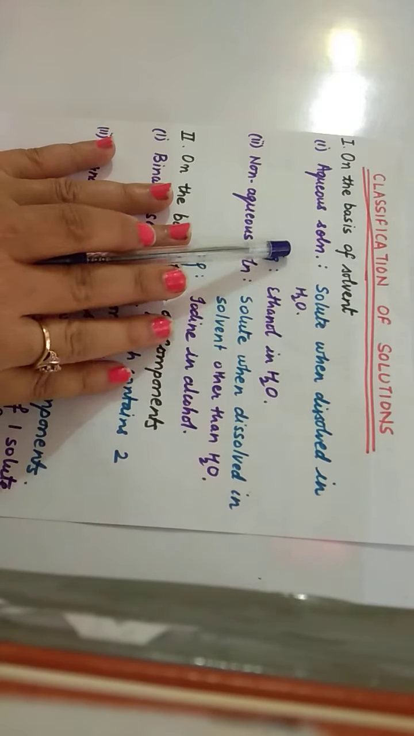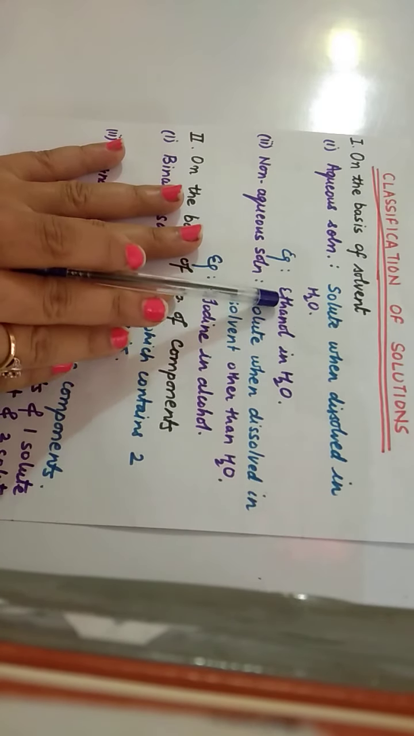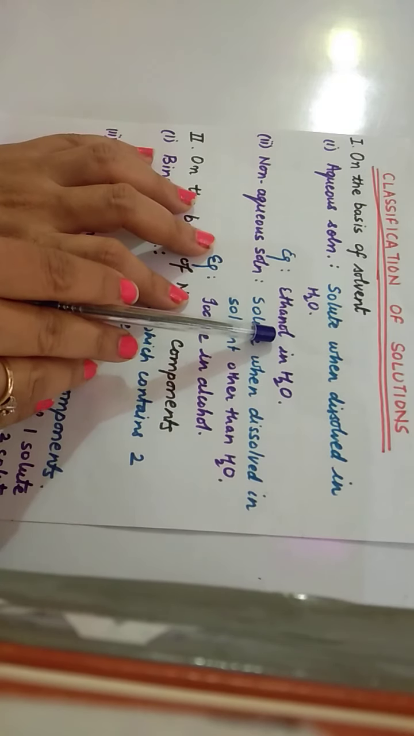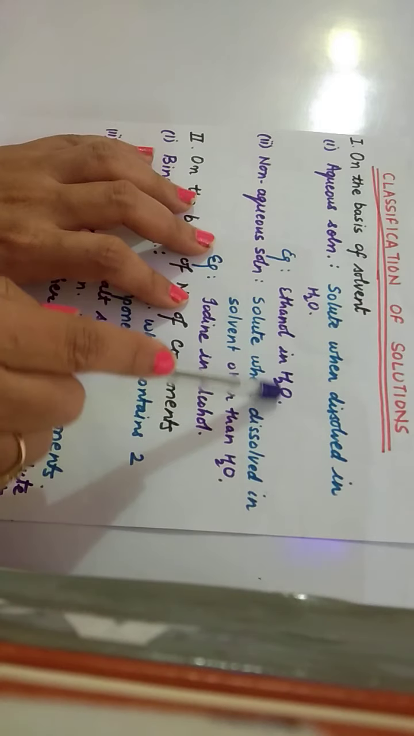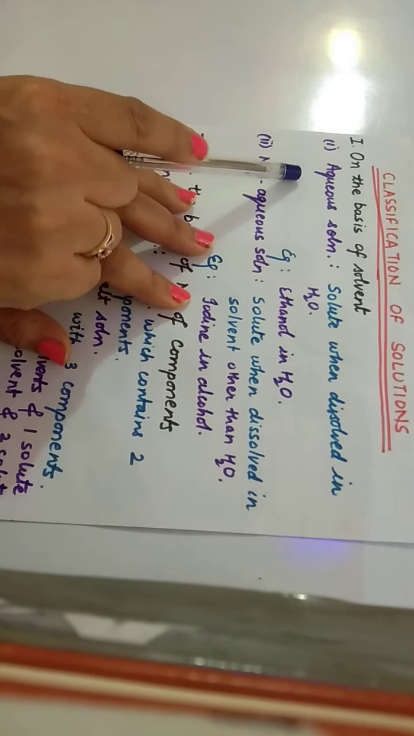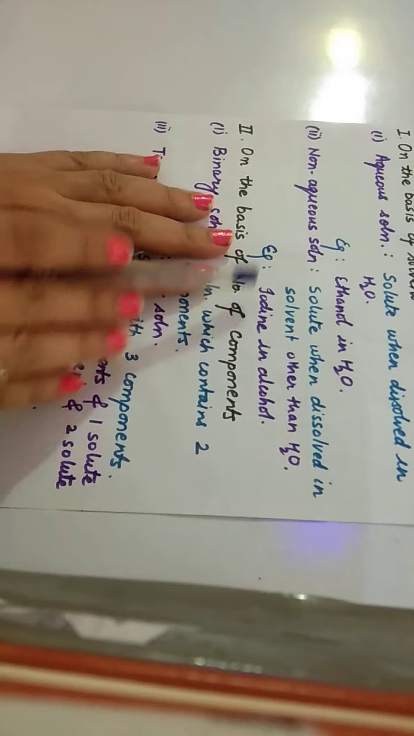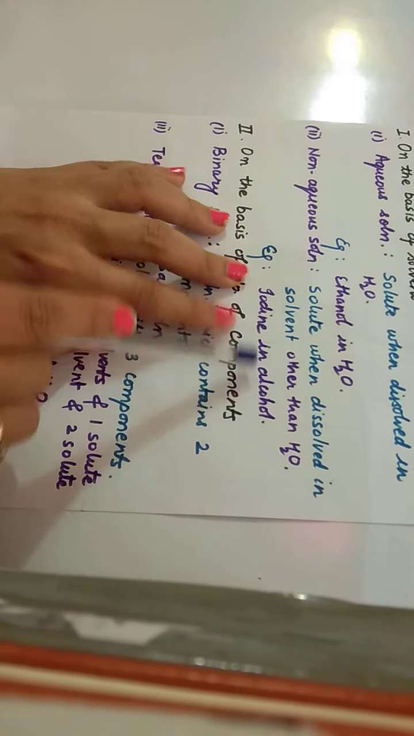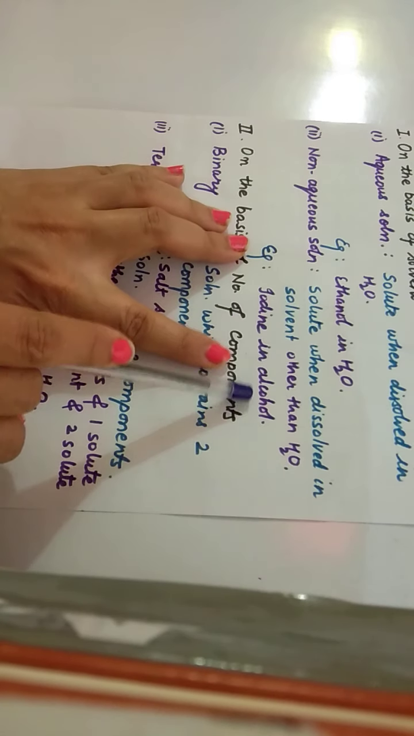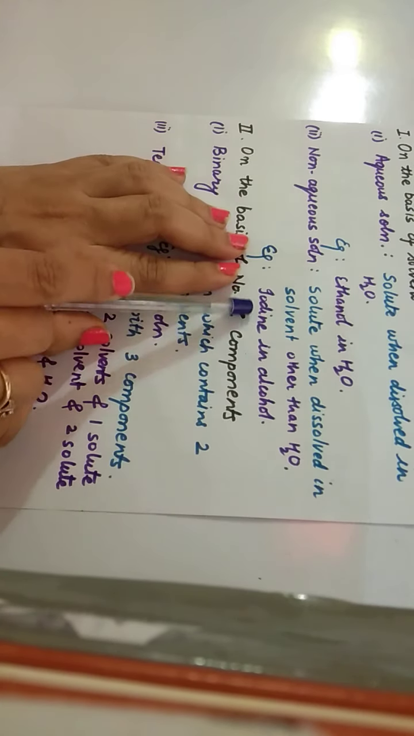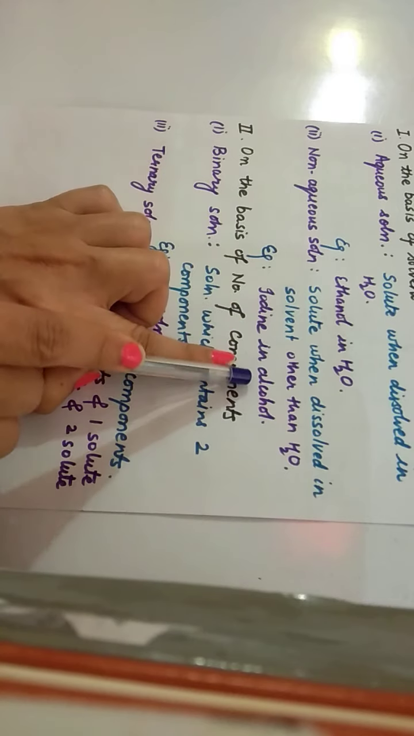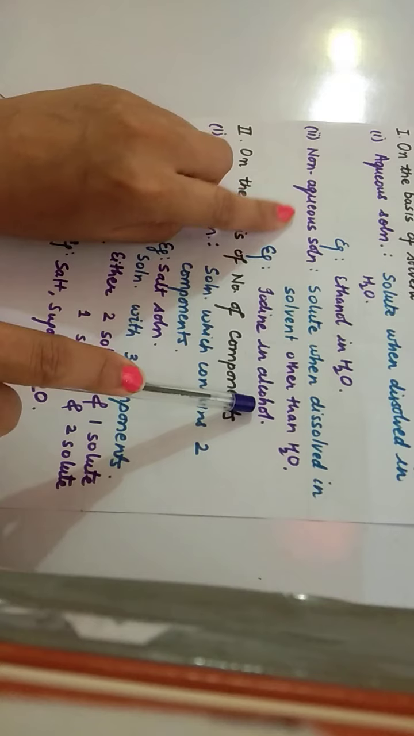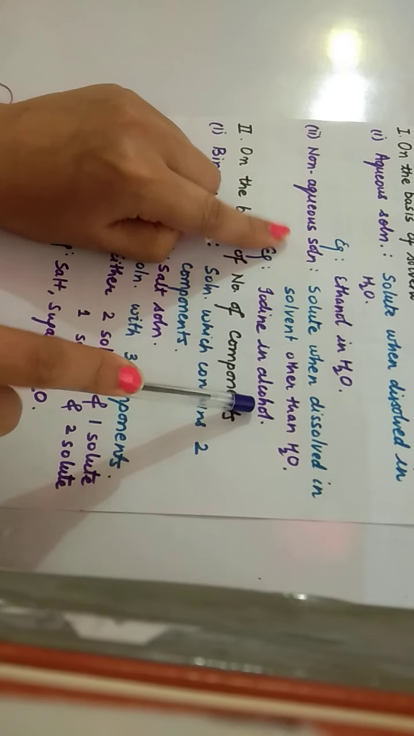The example for aqueous solution is ethanol in water. The solvent is water, in which we will be dissolving the solute ethanol. So here the solvent is water, so it is aqueous solution. The next example is iodine in alcohol. Here iodine is dissolved in alcohol. Alcohol is the solvent and iodine is the solute. So here the solvent is other than water, therefore it is non-aqueous solution.